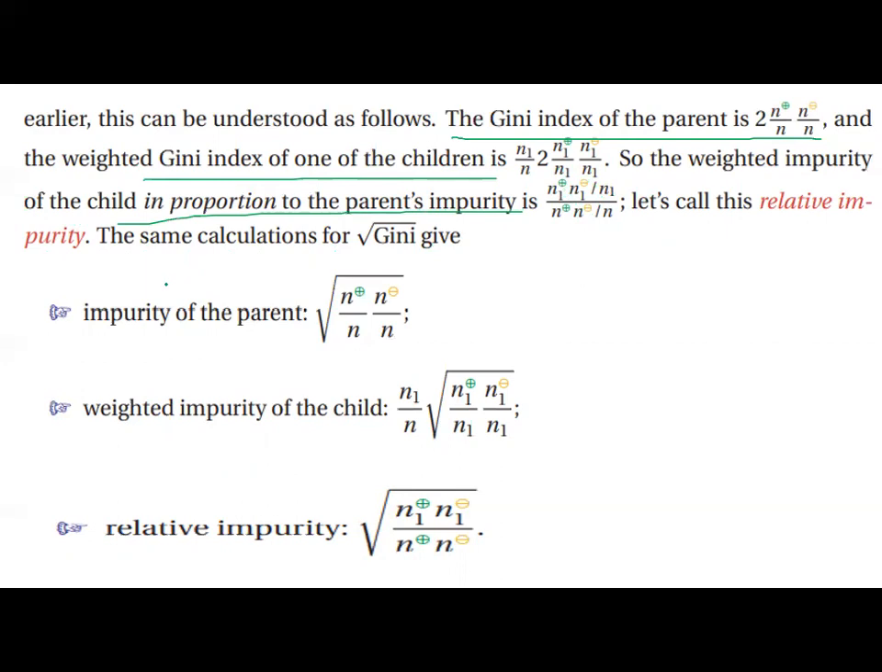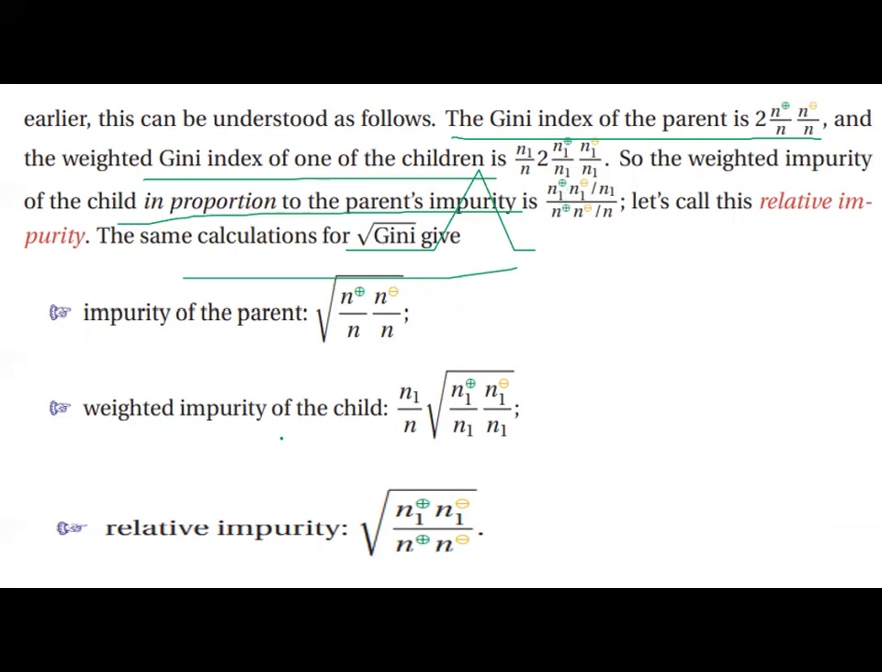Relative impurity. The same calculation holds for square root of Gini. That is, the impurity of the parent is just the root of, instead of 2, I'll just take the square root of n positive into n negative by n into n. Now the weighted impurity of the child is n1 by n root of n1 positive, n1 negative by n1 into n1. Relative impurity, what is relative impurity then? Root of n1 positive, n1 negative by n positive, n negative.